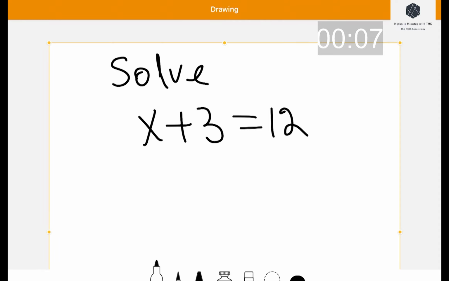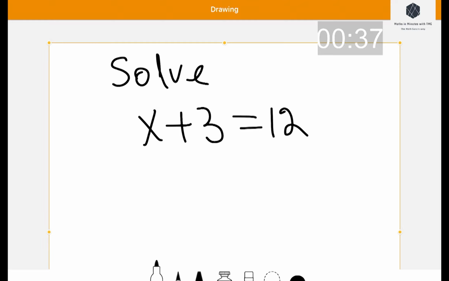Now first you need to know the meaning of solve. First you need to interpret what exactly they are asking you, what they want you to do. So solve means you have to find the value of the variable. In this equation the variable is x, so you have to find the value of x. Or in other words, you have to make x isolated, like x should be on one side and everything else on the other side. Once you know what exactly solve means, the question is half solved.